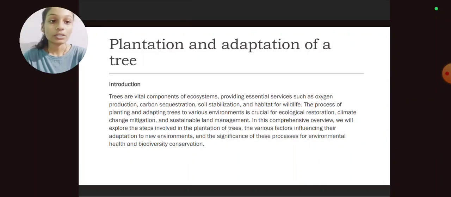They provide essential services such as oxygen production, carbon storage, soil stabilization, and habitat for wildlife. The process of planting and adapting trees to various environments is crucial for ecological restoration, climate change mitigation, and sustainable land management. In this comprehensive overview, we will explore the steps involved in the plantation of trees, the various factors influencing their adaptation to new environments, and the significance of these processes for environmental health and biodiversity conservation.